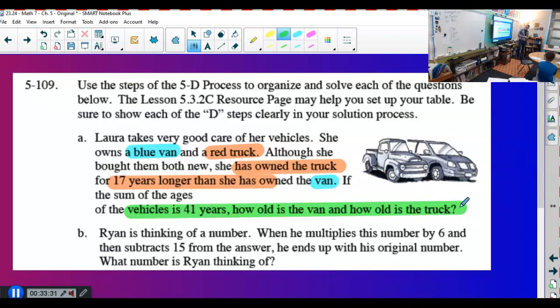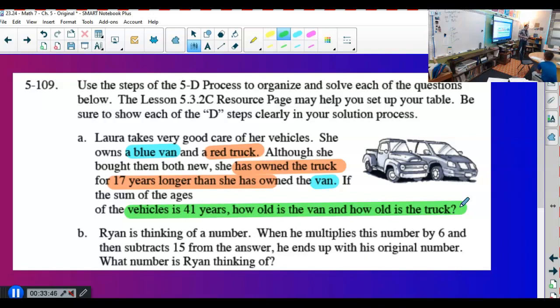Oh, it is. We've got a van, we've got a truck. And we know how old they are together. This kind of is like my wife and my vehicles because I drive a 2010 and she drives a 2023.